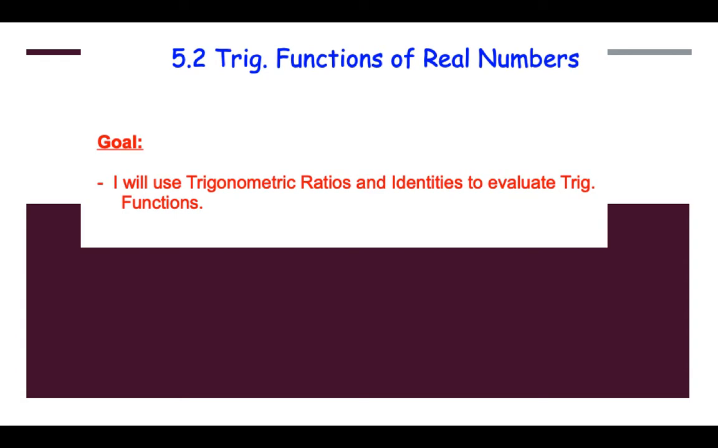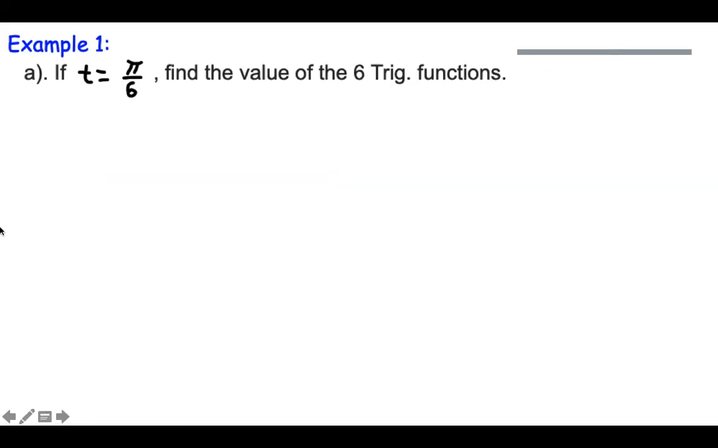Today it's honestly just a lot of yesterday and last chapter stuff, so I don't think it'll be terrible. We're going to use trig ratios and identities to evaluate trig functions. So we're just going to jump right back into an example. If t equals pi over 6, find the value of the 6 trig functions.